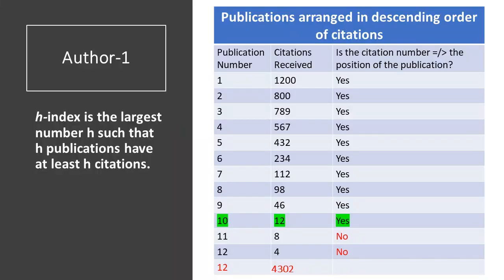Definitions are always confusing, right? We need not go into the definition, but this is how it is calculated. So the definition is: H index is the largest number H such that H publications have at least H citations. In this case, each of these 10 papers has received at least 10 citations. This is the meaning of H index.